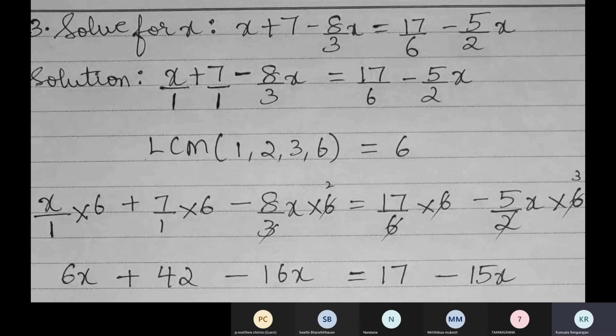Terms, yes. We multiply every term in the LHS and every term in the RHS with the LCM. We multiply every term. So there are 3 terms in the left hand side. We multiply each of the 3 terms. x is a term into 6. 7 into 6. 8 by 3x into 6. Every term. We multiply every term in the LHS and every term in the RHS with the LCM, which is 6. That is what you see here.